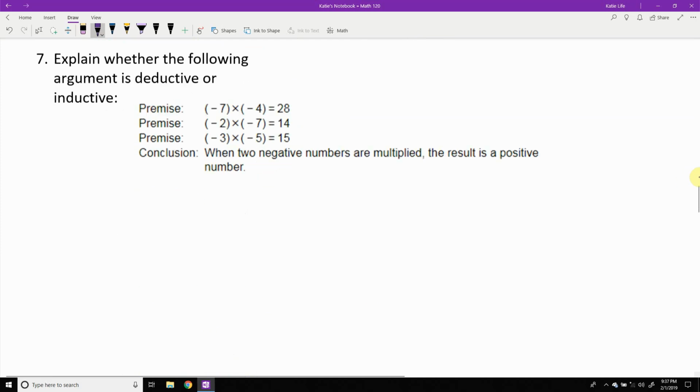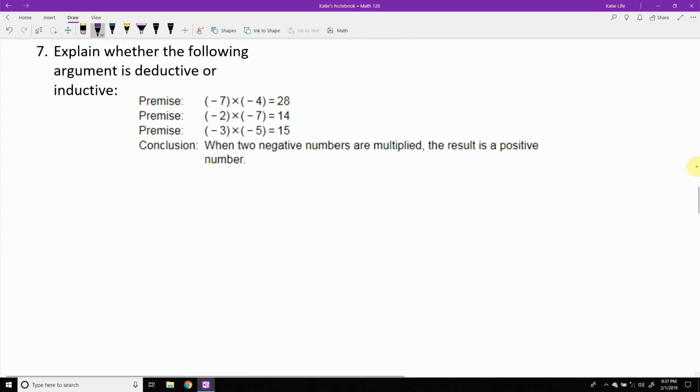Now, obviously, we need an example of an inductive argument, so this is really what's happening in number 7. Explain whether the following argument is deductive or inductive. Premise 1, -7 times -4 is 28. Premise 2, -2 times -7 is positive 14. Premise 3, -3 times -5 is positive 15. And the conclusion, when two negative numbers are multiplied, the result is a positive number.